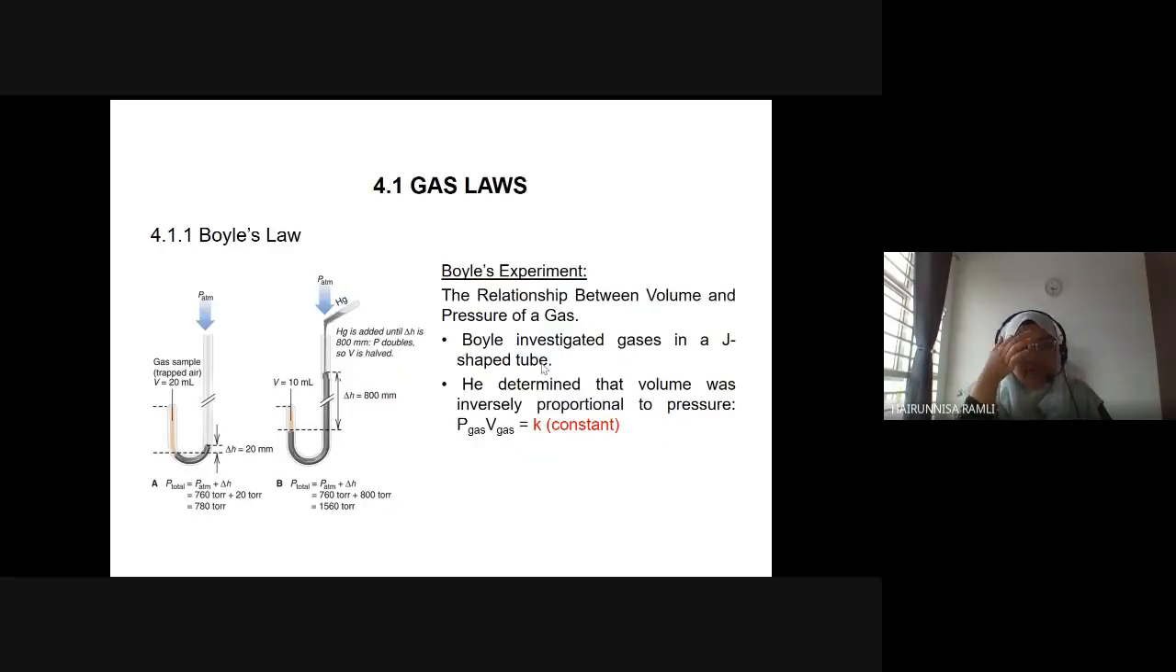Macam mana kita nak explain in terms of macam mana boleh dapat inversely proportional kan? Okay, so actually dia dapat daripada satu eksperimen ni. Memang eksperimen for Boyle's law. This is the relation to get the relationship between volume and pressure of gas lah. So kita tahu tadi, volume tinggi, P akan jadi rendah. Dia terbalik kan?